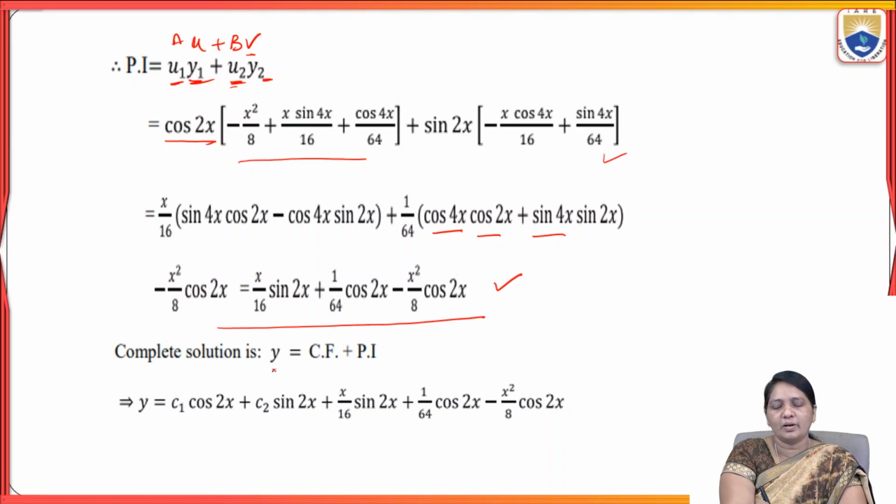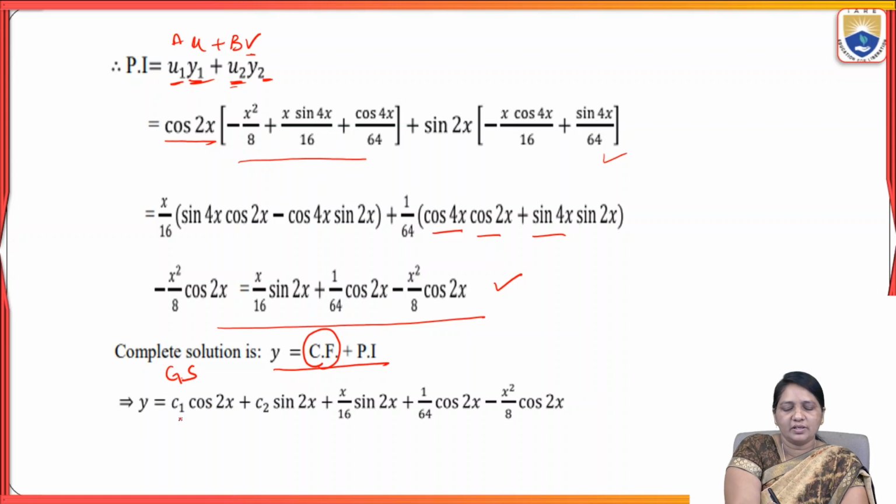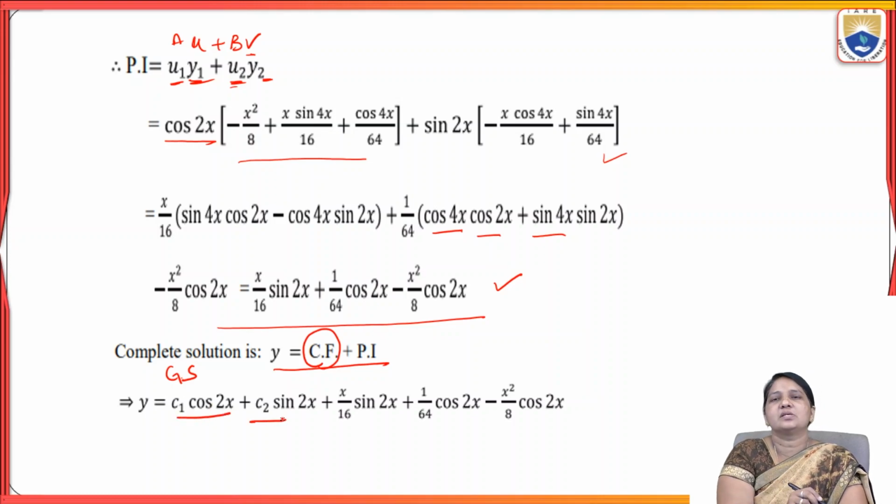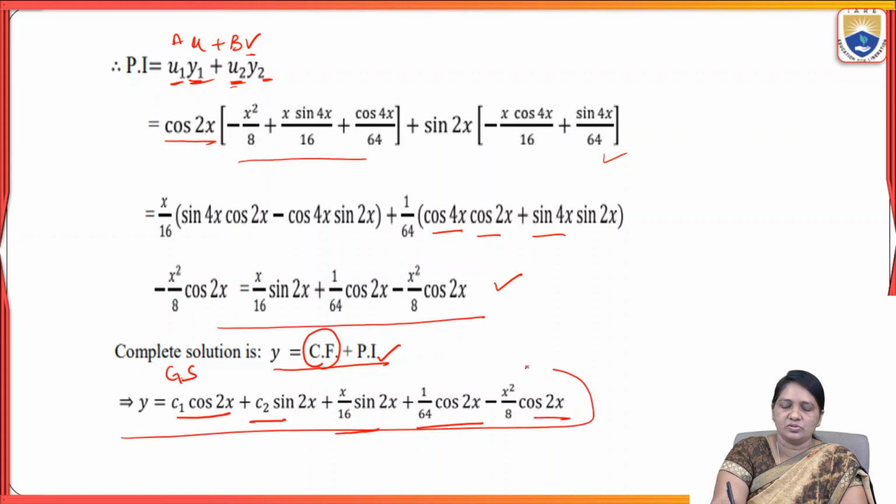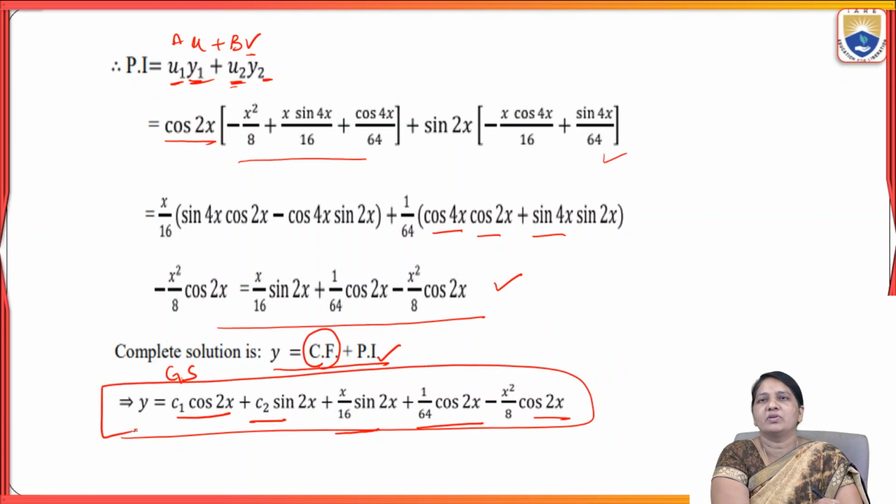Now what is the complete solution or general solution? That is y equal to complementary function plus particular integral. So the complementary function already calculated, that is c1 cos 2x plus c2 sin 2x, and we are replacing the particular integral also: x by 16 into sin 2x plus cos 2x by 64 minus x square by 8 into cos 2x. This is our complete solution or general solution of the given equation.